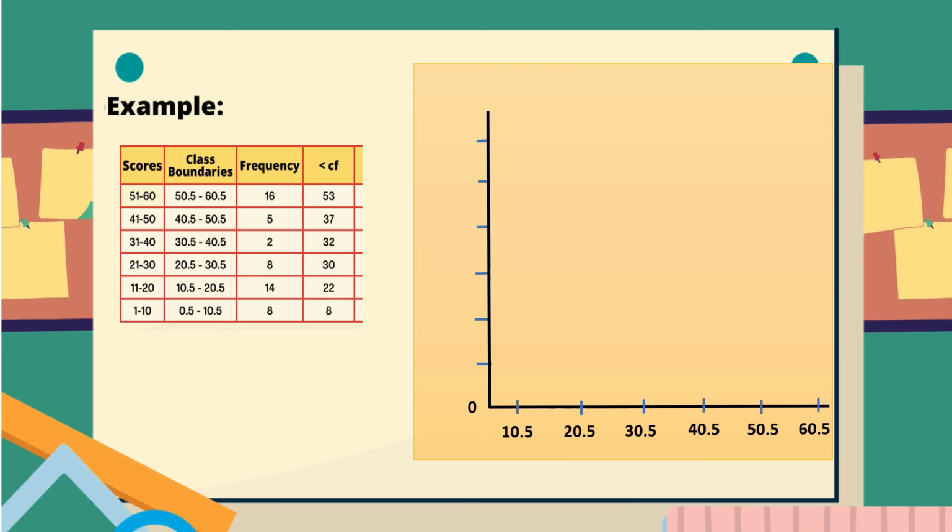Along the vertical axis, choose a suitable scale in order to determine the heights of the bars for the given values. Less than cumulative frequency is taken along the y-axis. We can use the scale 0, 10, 20, 30, 40, 50, and 60. To plot the points, we will use the data from the less than cumulative frequency. For 10.5, we have 8; 20.5, 22; 30.5, 30; 40.5, 32; 50.5, 37; and 60.5, 53. Lastly, connect the points using a ruler.